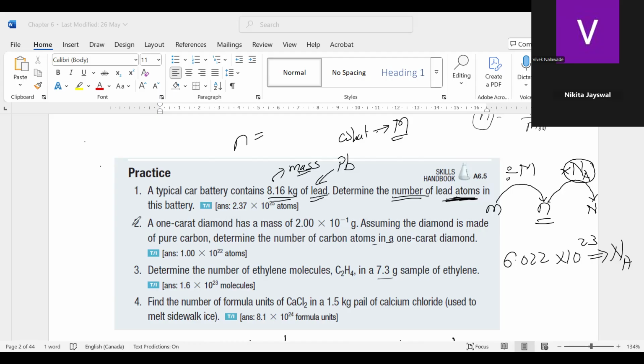Okay, can you do the second now? Check the mass is given to you. And it is given what item it is. Carbon. So mass is known to you, carbon is known to you, so you know the molar mass, you can find out n. So same rule as the previous one.